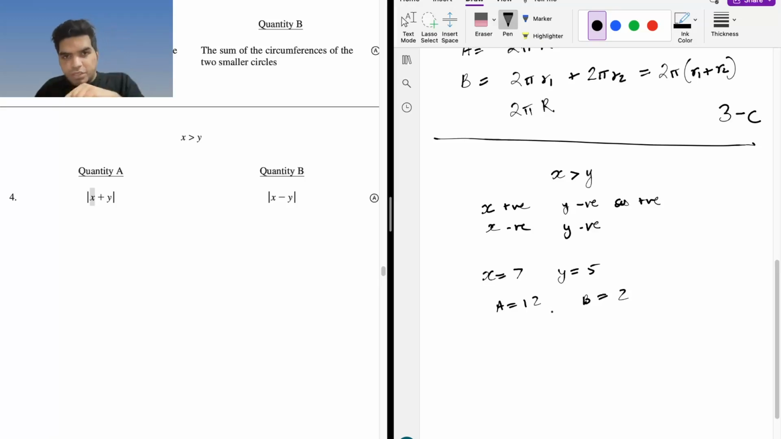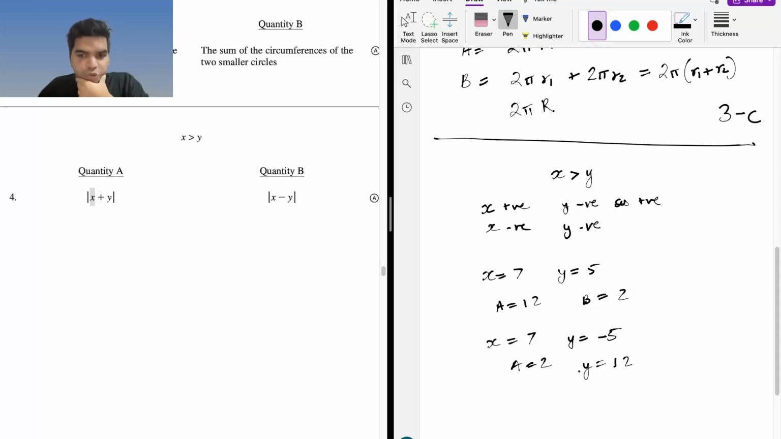Got it? Now just to check that it's not conditional, option D is not correct. Try to find something where we are able to satisfy the condition that X is greater than Y. However, we are trying to maximize B instead of A. So let's take such an example. X will have to be greater. Simple. So 7 and minus 5. Correct. So the modulus of X plus Y will be equal to 2, and A is equal to 12.